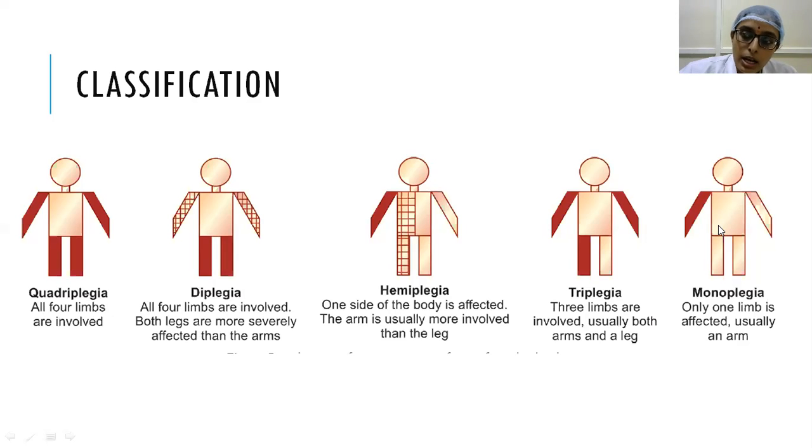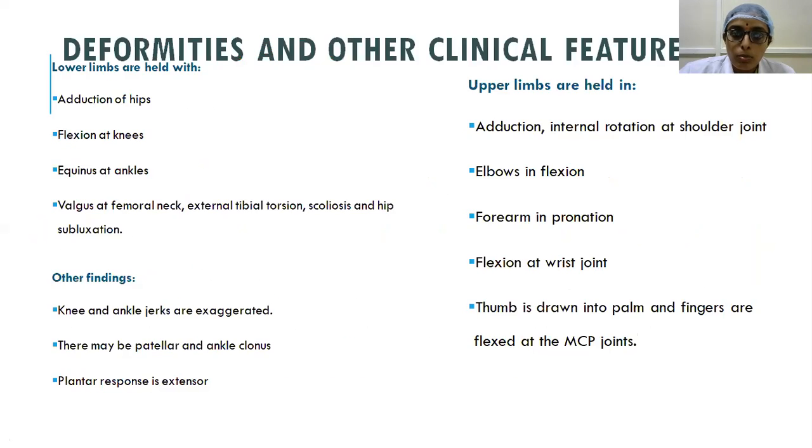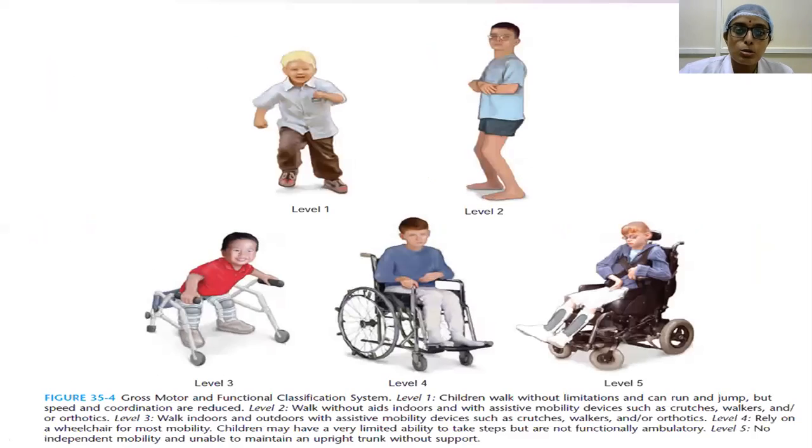And there is one more classification based on the motor function, the activities of the child. This is called gross motor and functional classification system. In this, a level 1 child will be able to ambulate normally, but there will be decreased speed and coordination. And in second level, the child can walk indoors without aids and with some assistive devices like walkers, crutches, etc. And level 3, both indoor and outdoor mobility.